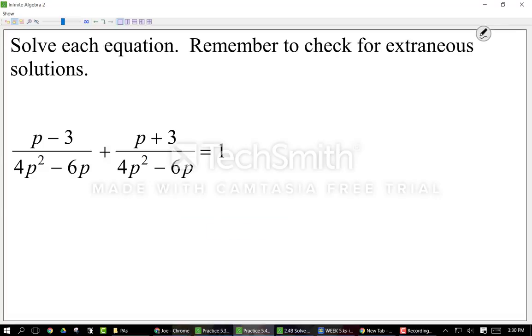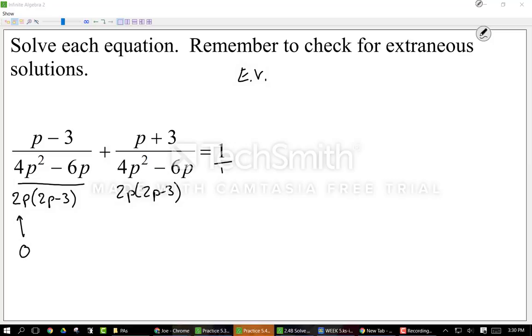First thing, I got to find excluded values. So I have to factor first. What can I factor out of 4p squared minus 6p? I can take out a 2p. I'm left with a 2p minus 3. Therefore, this is also the same because it's the same denominator. My denominator here is 1. Remember what I said earlier, if it doesn't have a variable, there is no excluded value part. So this here makes the 0, monomial, and this here is 3/2. How'd I get it? I added 3 to 0, and I divided by 2, so 3/2. So excluded values, p cannot be 0 or 3/2.